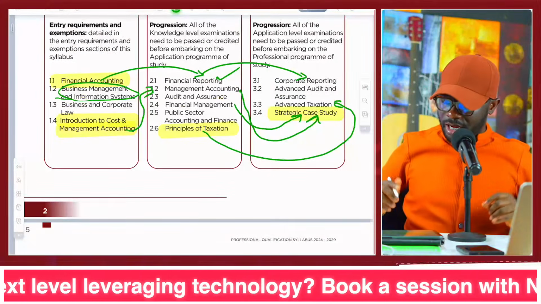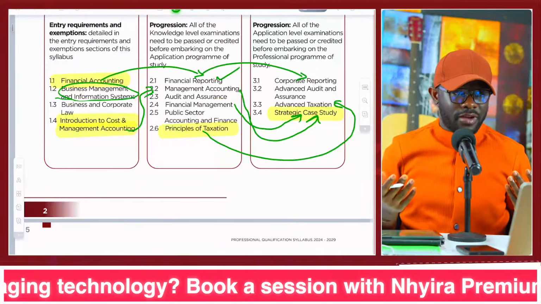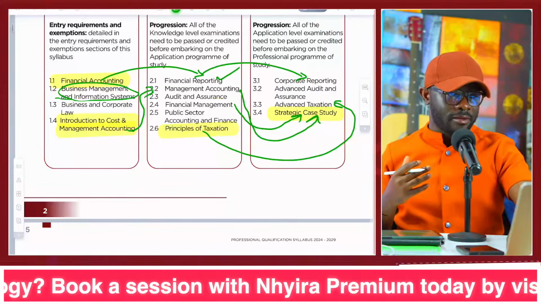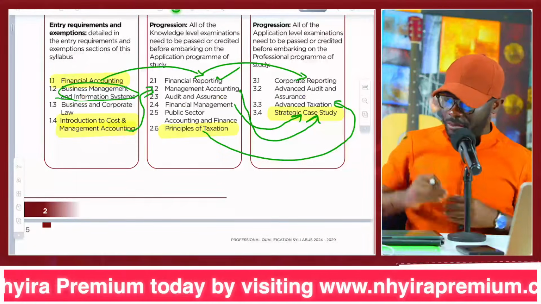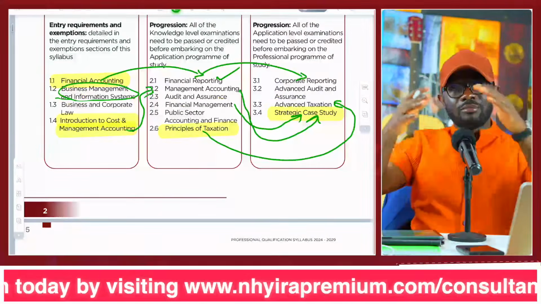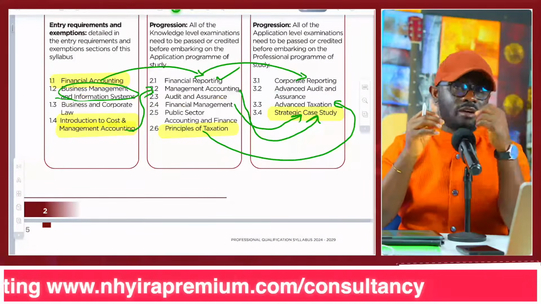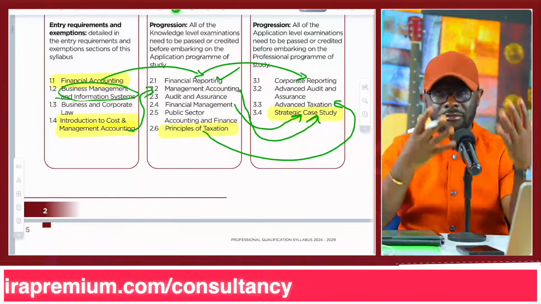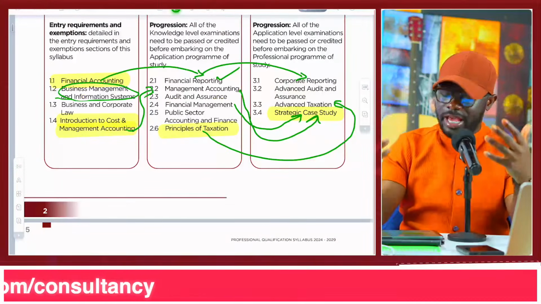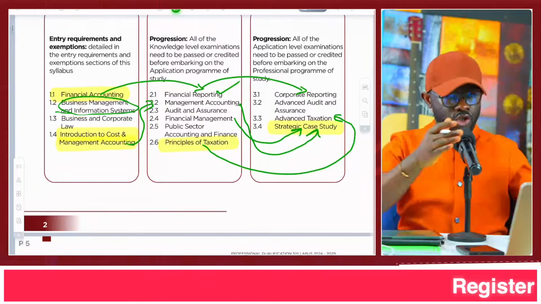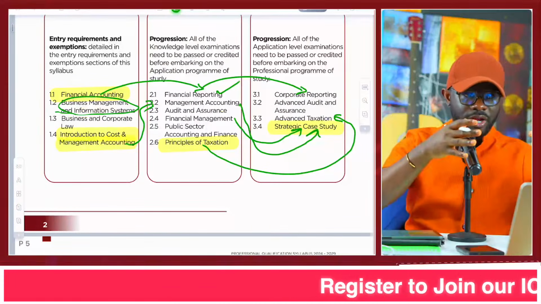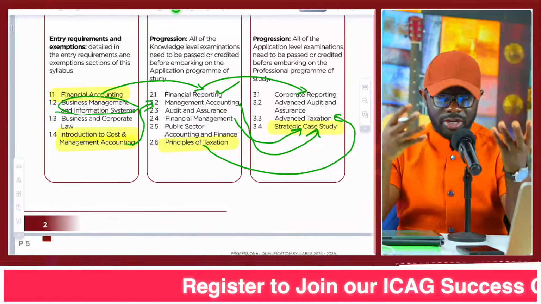And we'll come back to that in a moment. Then public sector accounting and finance, which is more or less like financial reporting in the public sector environment. And we're going to look at that in a moment. Then it comes to level 3, and that is where we're going to have corporate reporting, advanced audit and assurance. Then you come to advanced taxation and strategic case study. So these are the levels and progression of papers generally at the end of the day.